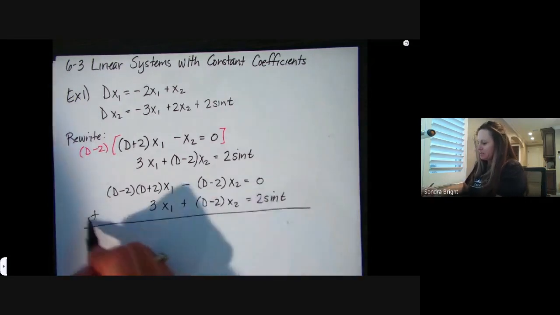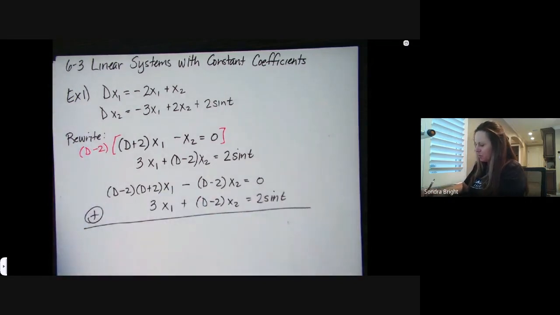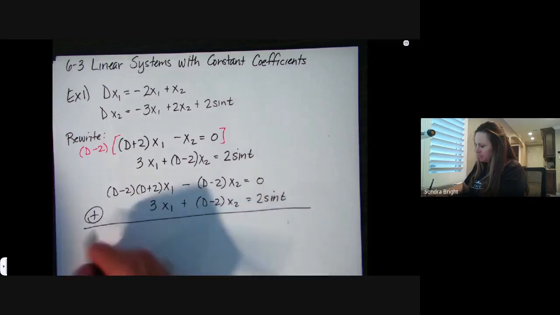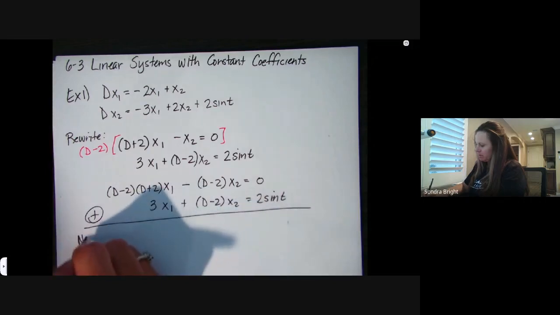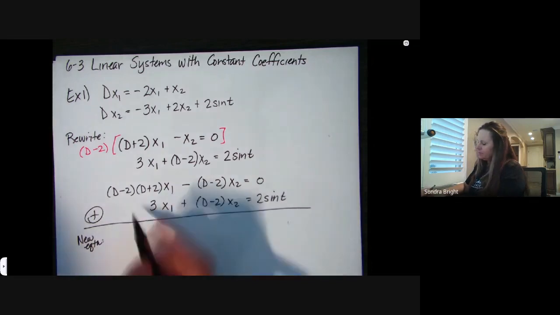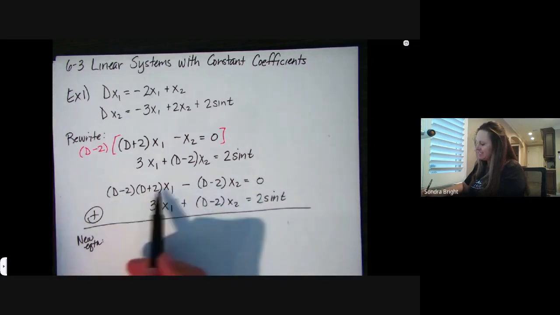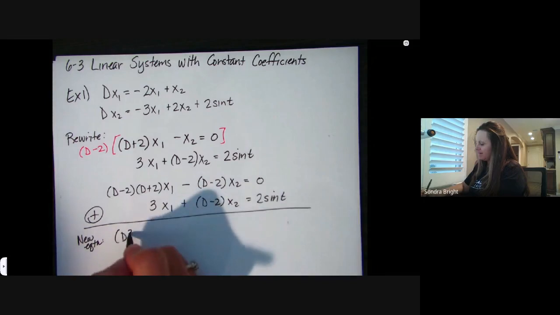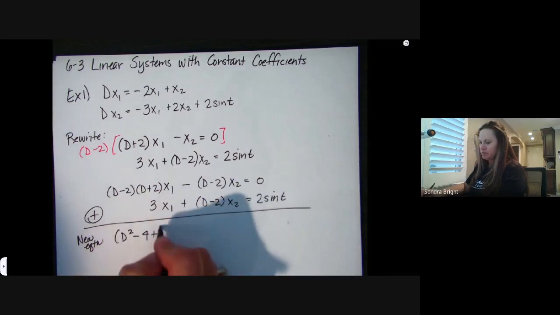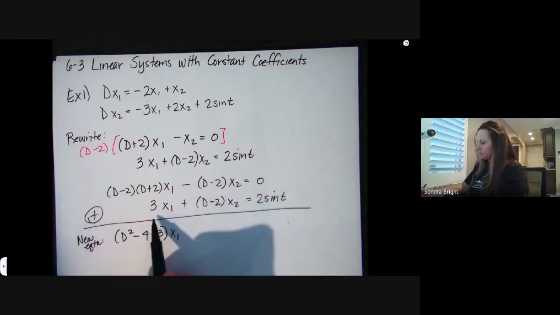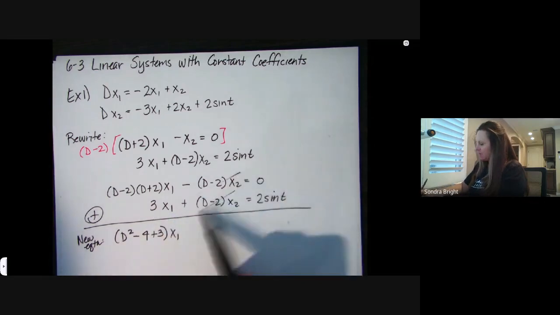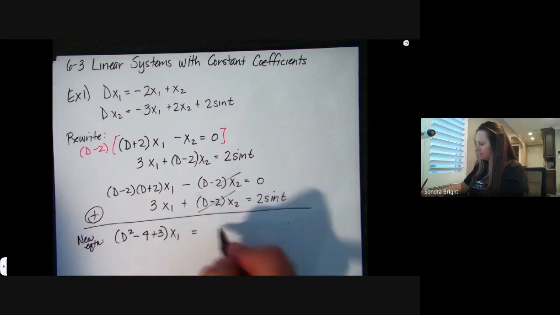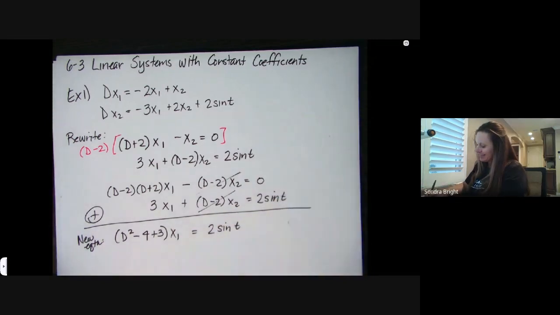Now, so then that means that my new equation is going to be, well, if we multiply those guys together, that's a D squared minus 4, and then a plus 3 operating on x1. These two guys will cancel. And then we've got an equals 2 sine of t, 0 plus 2 sine of t. So this is my new second equation.